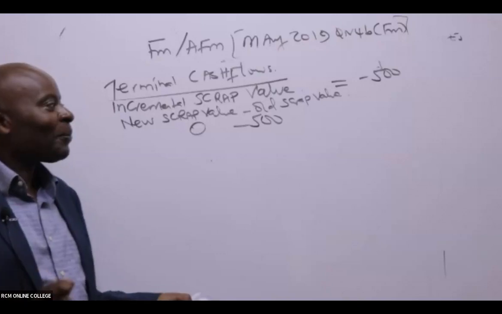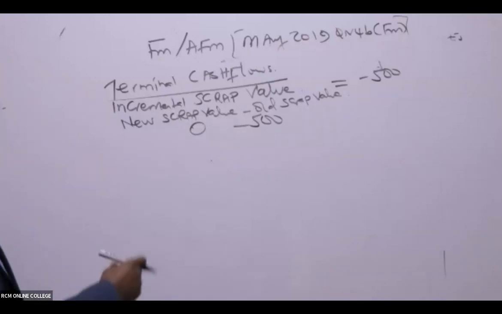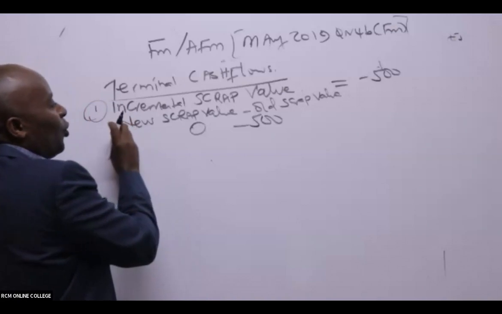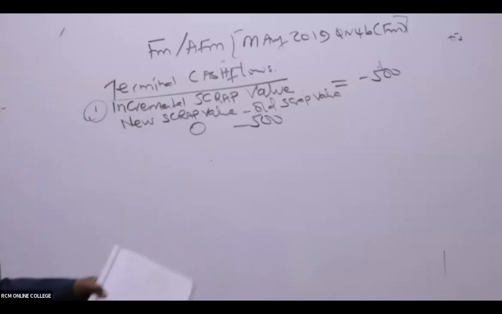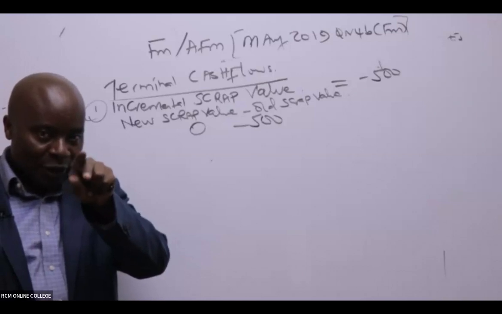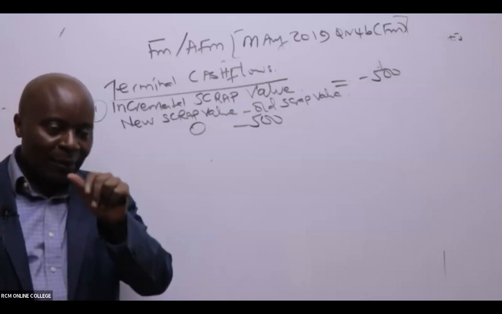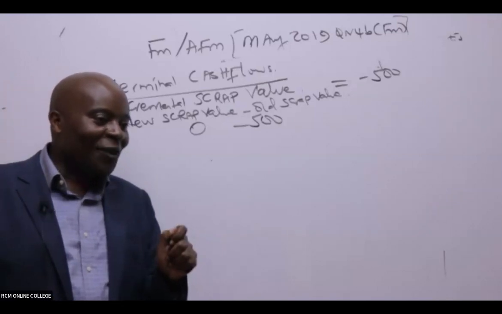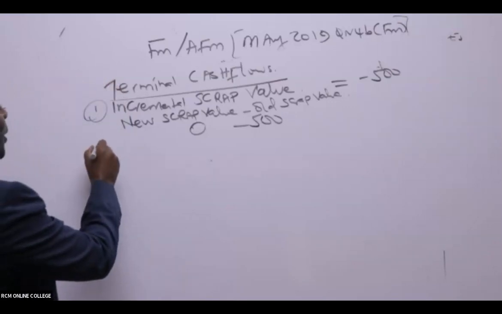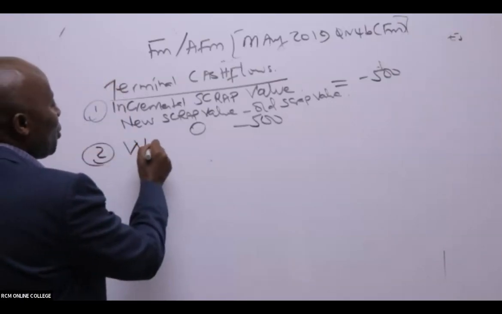Now from there, this is number one. The first terminal cash flow is the scrap value. Why am I using the word incremental? It's because we've got two machines, so we must keep on talking about incremental. Then, great, Mutamba. Number two, we have what we call working capital.